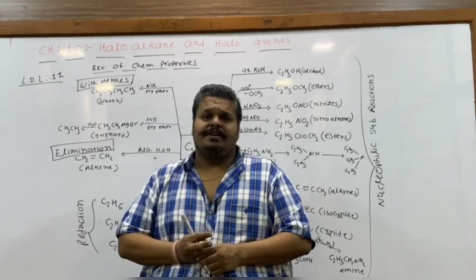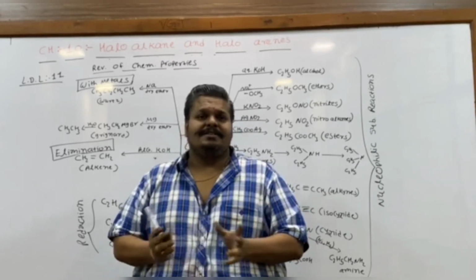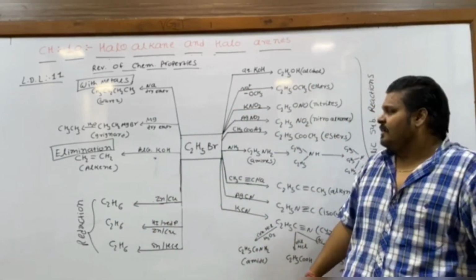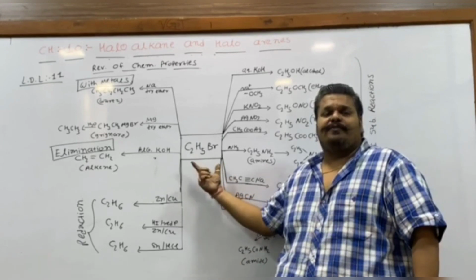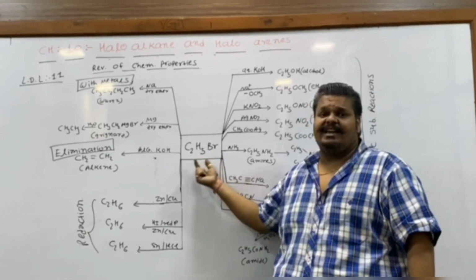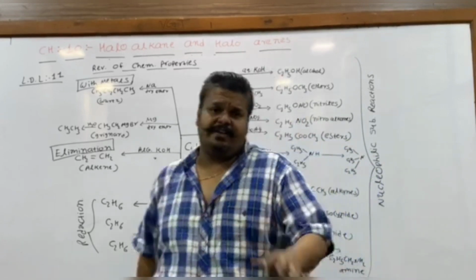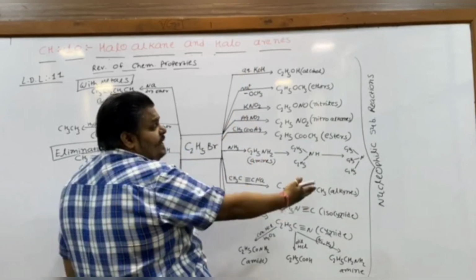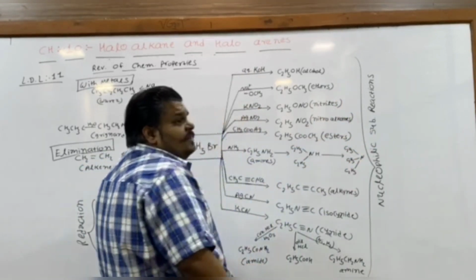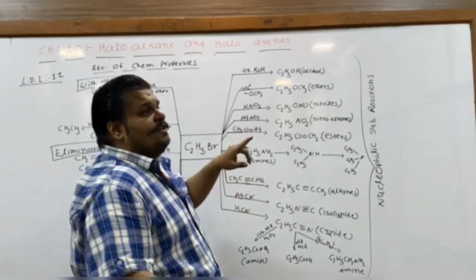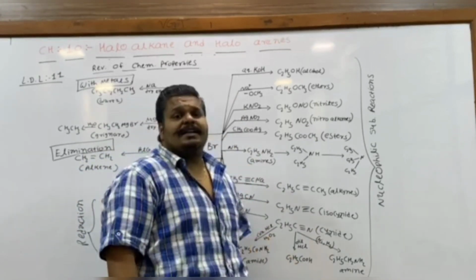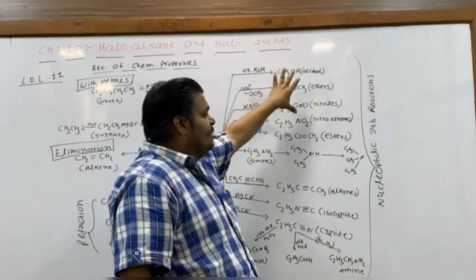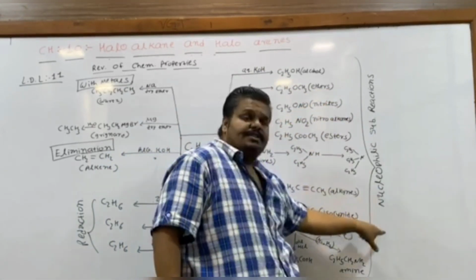Here, a small effort to summarize all the reactions in a single flow chart is on the board, in which we have taken bromoethane, or ethyl bromide, as the alkyl halide. On the right hand side, I have summarized some nucleophilic substitution reactions. These reactions are given in your textbook in the form of a table, with different nucleophiles and the nucleophilic products.